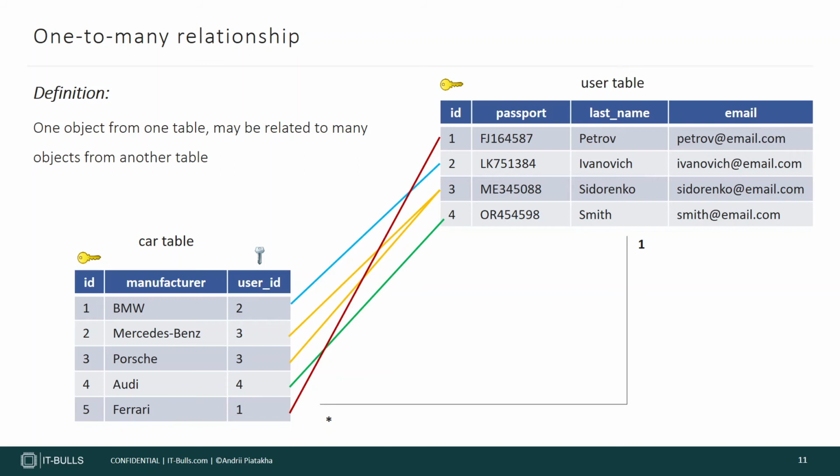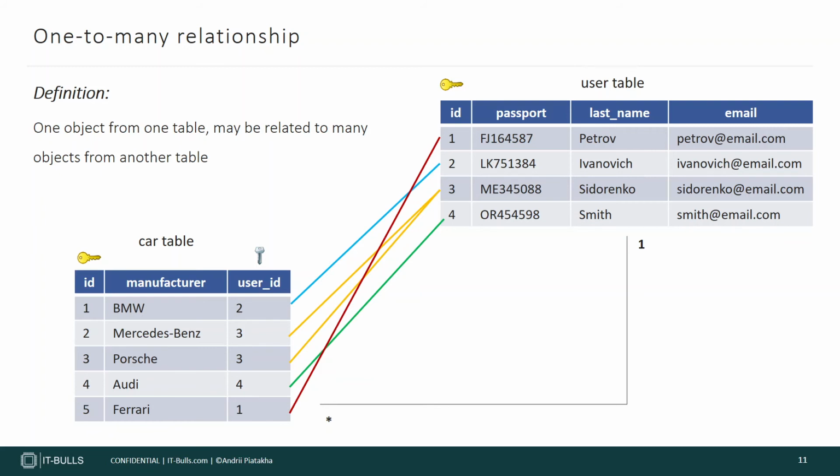On the diagram, we usually mark this relationship with an asterisk and the digit 1. Asterisk stands for many, and 1 stands for 1. Again, 1 user and many cars. Each car has only 1 user.